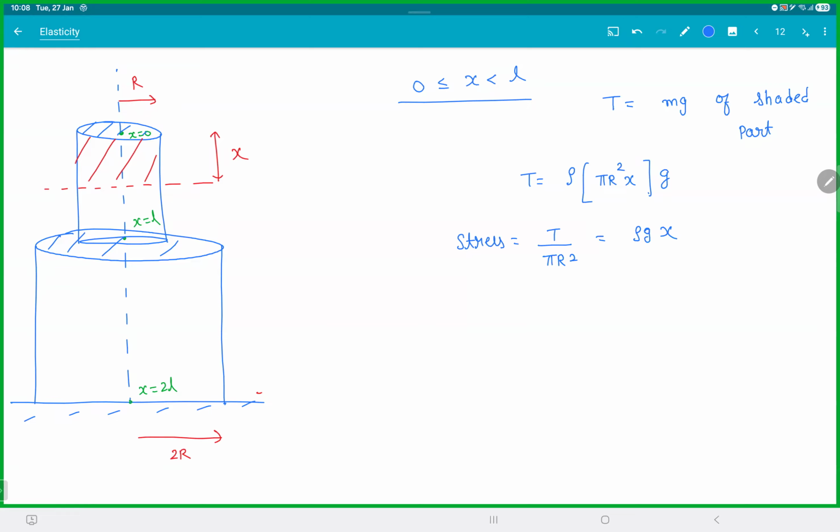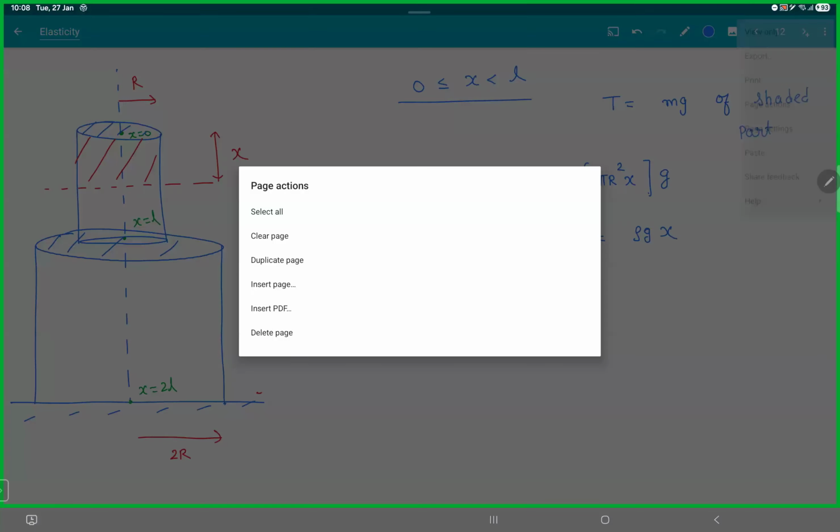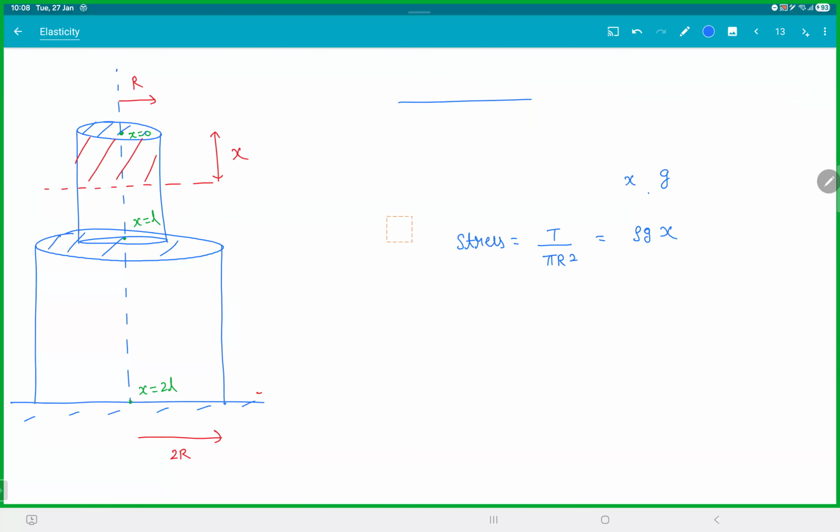Are you clear with this? That is all you had to do. Get the tension divided by area. Any doubts on this? Then for the second part, you're taking x less than 2L but greater than L.